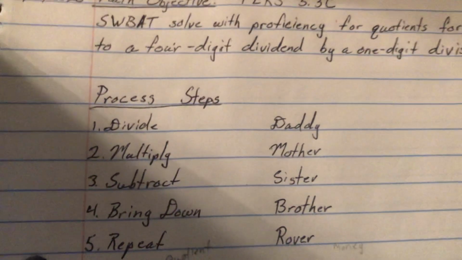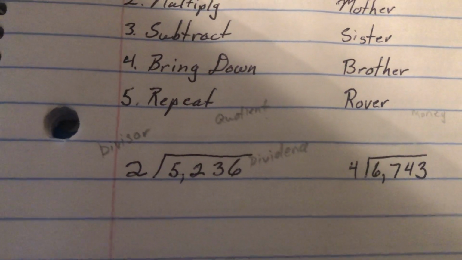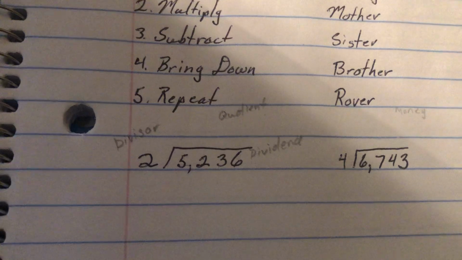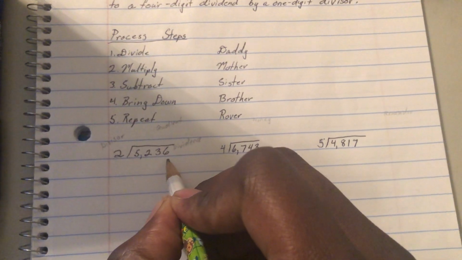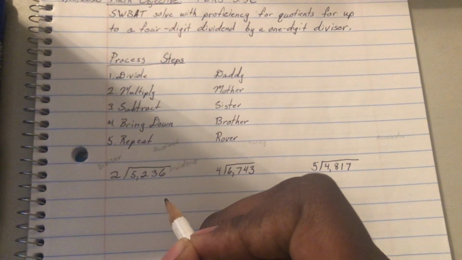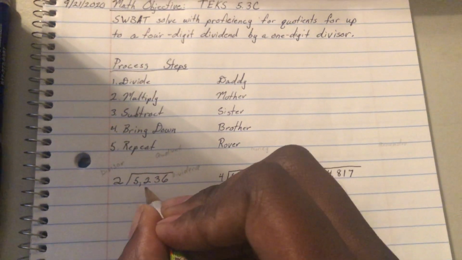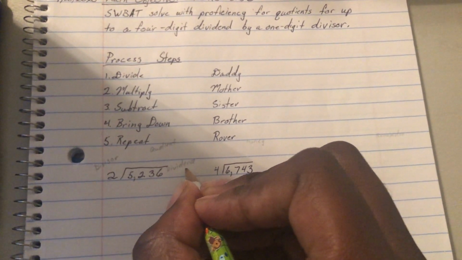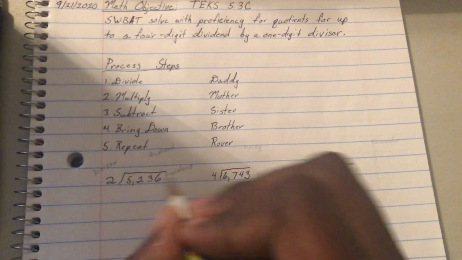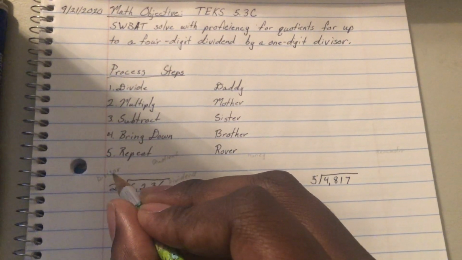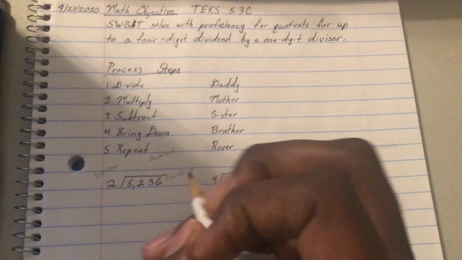So, before we get into it, let's talk about some vocabulary. This is going to be our first problem. Before we try to solve the problem, we need to know what's what. 5,236 divided by 2. What helps me remember what this is on the inside is called a dividend. For me, the dividend is in the house. This is the division house. All right, this is the divisor. Divisor's on the outside. That does all the work.